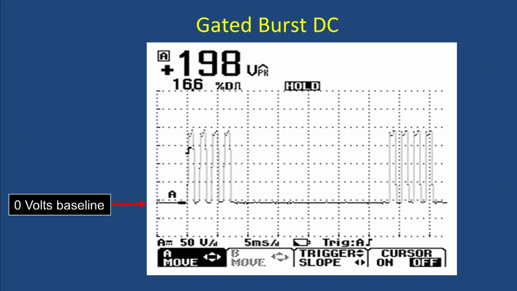Another waveform that is a pulse direct current waveform is something called a gated burst, and this particular waveform deals with packets of pulses. So in this case, there are 4 pulses per packet, and the packets are separated. So the packets come at a low frequency, and the pulses within a packet come at high frequency.